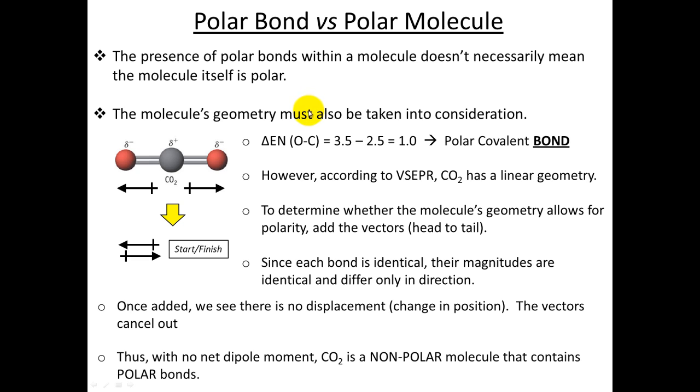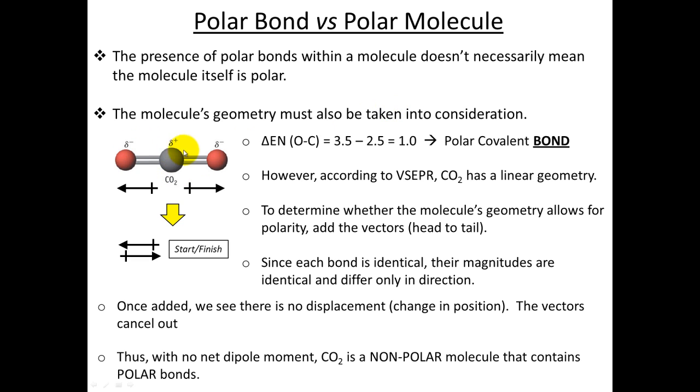Now let's differentiate between the two terms, polar bond versus polar molecule. You see, the presence of polar bonds within a molecule doesn't necessarily mean the molecule itself is also going to be polar. The molecule's geometry must also be taken into consideration.